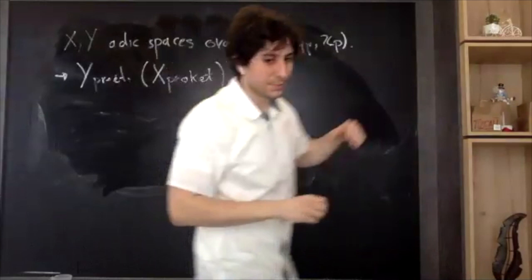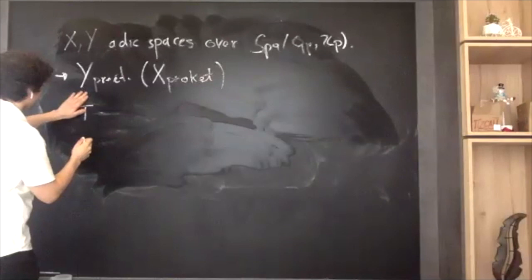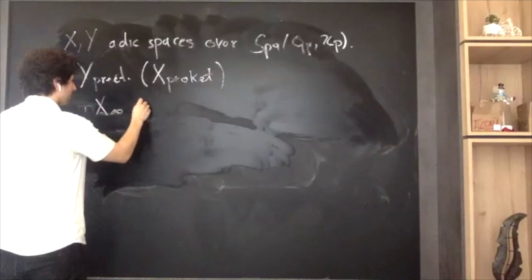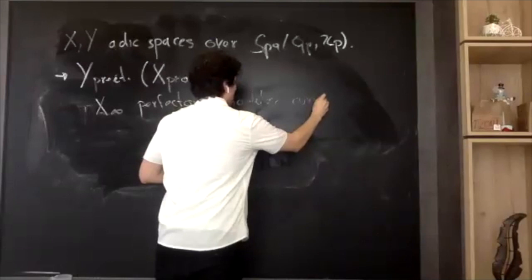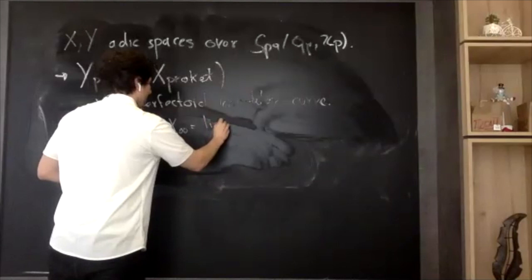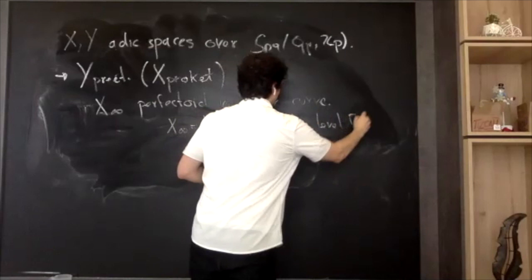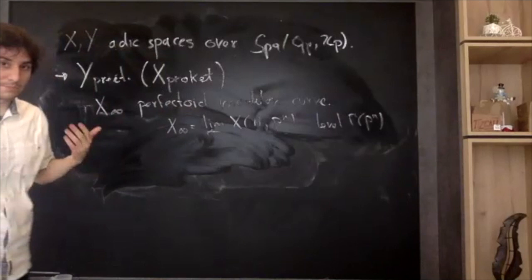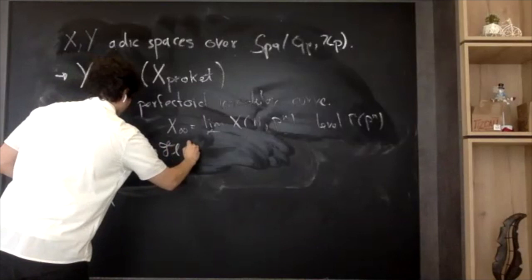Okay. So let X_infinity be this perfectoid modular curve, which, as Vincent mentioned in the previous talk, is the inverse limit of the finite level modular curves with level at p, Gamma(p^n). So we should also prove that this space has a perfectoid structure. And actually, we have a period map to the flag variety of GL2, which in this case is isomorphic to P^1.